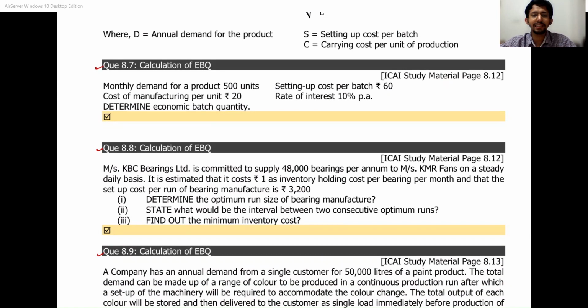Now, we have already seen the concept of economic batch quantity. Economic batch quantity is the batch size that should be produced by an entity which is undertaking batch production. What is the objective of keeping the batch size as EBQ? The objective is to minimize the aggregate of batch setup cost and the inventory carrying cost. Now what is the formula for that?